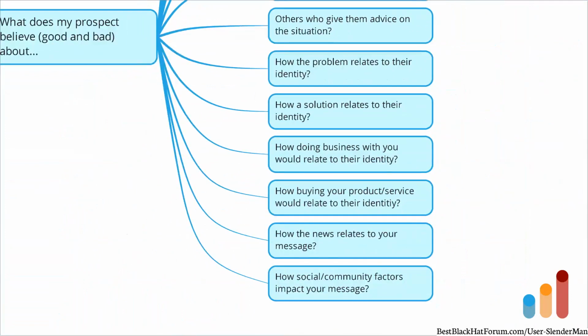What do they believe about how social and community factors impact your message? So what do they believe, if there's a social trend against something or factors in their community against something, how does that impact how you present your message?